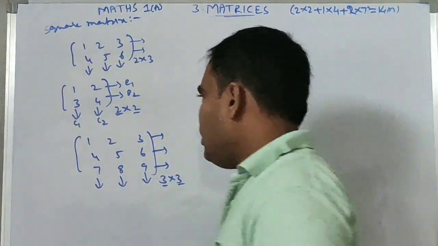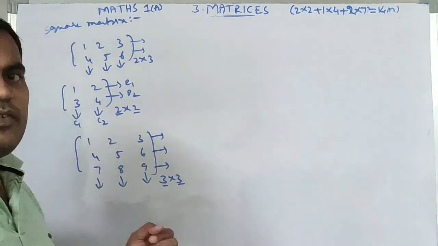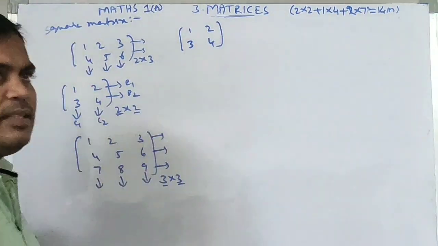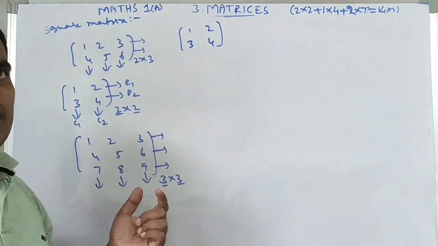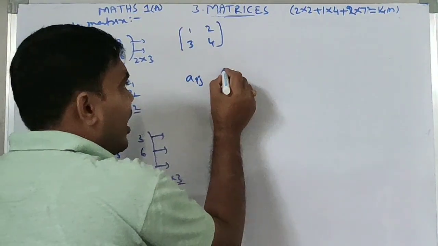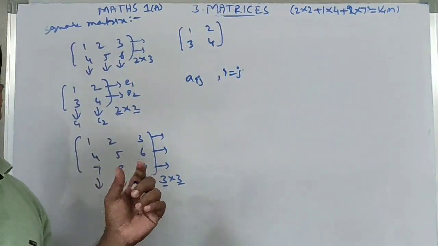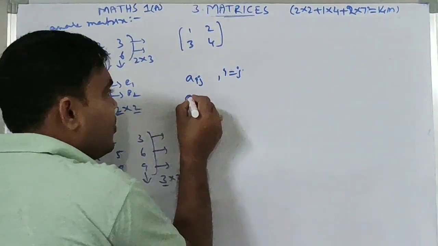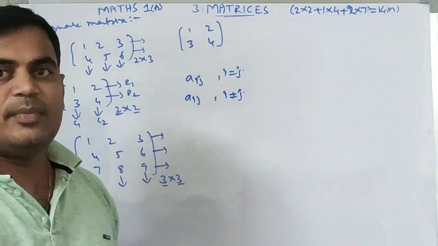Next, principal diagonal. The principal diagonal exists only for a square matrix. I am taking 1, 2, 3, 4, which is a square matrix. Aij is an element. If i equals j, then it is called a principal diagonal element. The elements of the form Aij where i is not equal to j are called non-diagonal elements.